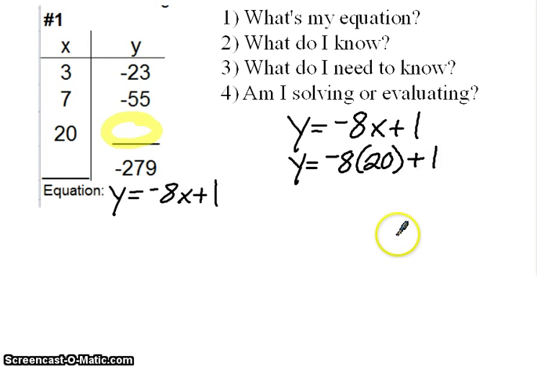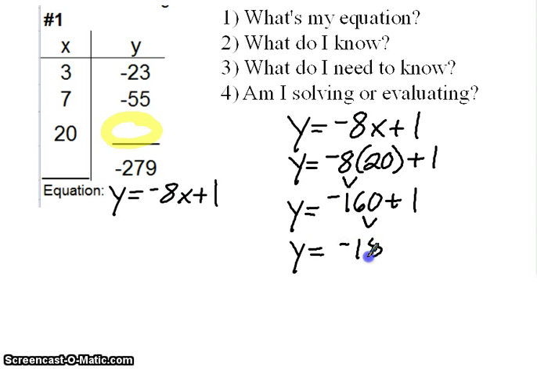All right. And now I ask myself, am I solving or evaluating? Well, since it just says y equals this expression, it looks like I'm evaluating, which is basically an order of operations problem. So this would be negative 160 plus 1. And that's going to be negative 159. So it looks like y is equal to negative 159.